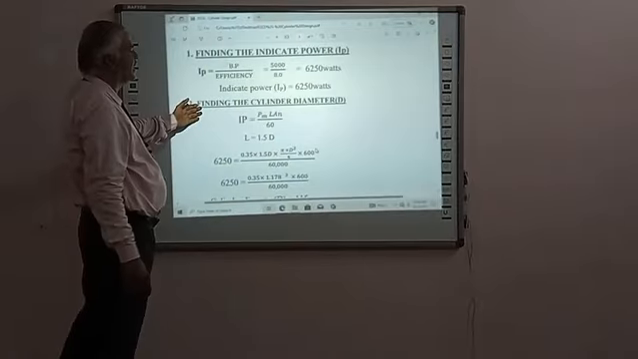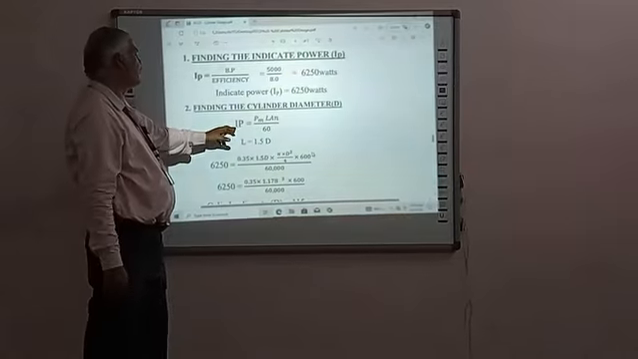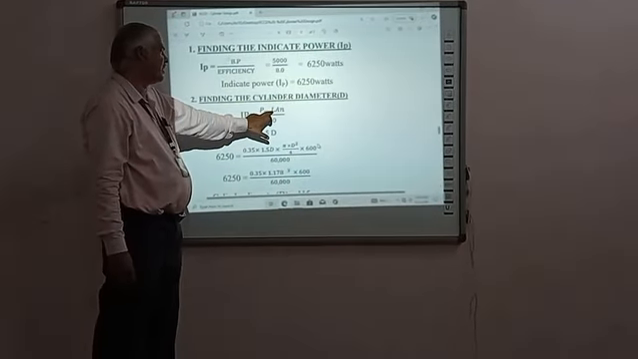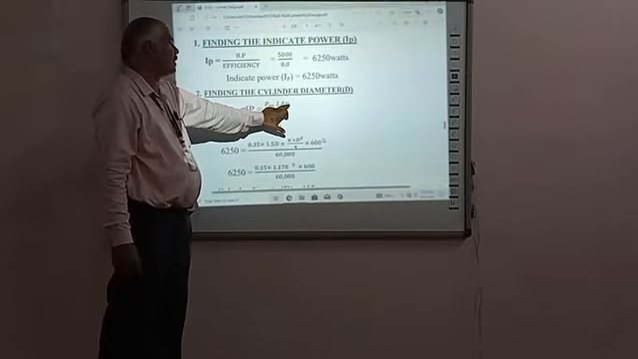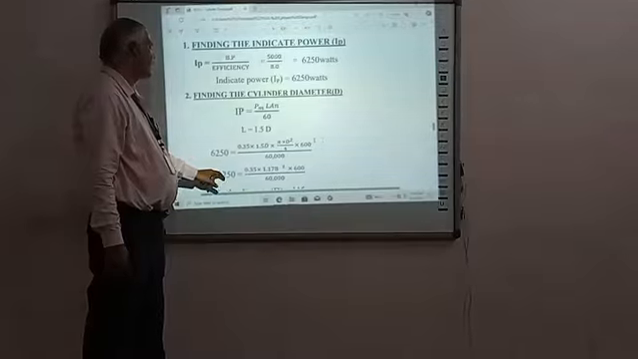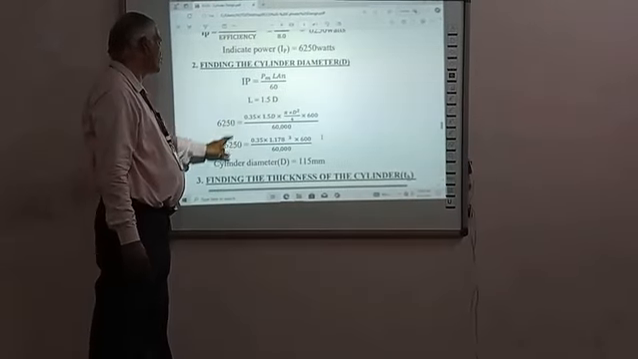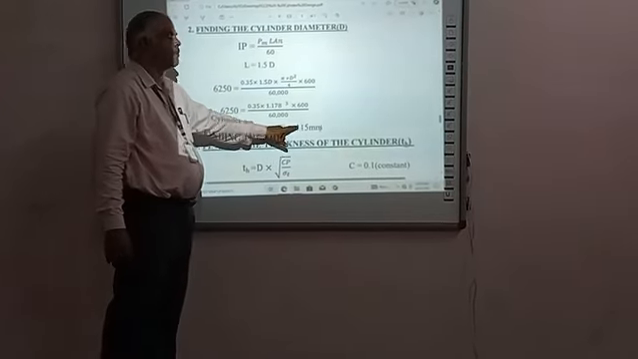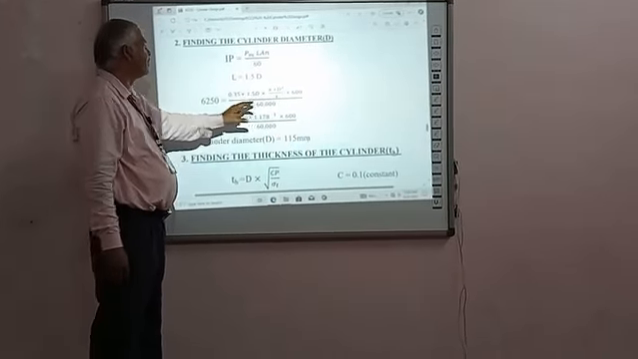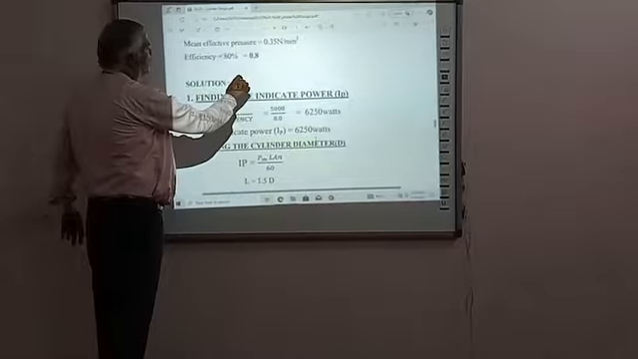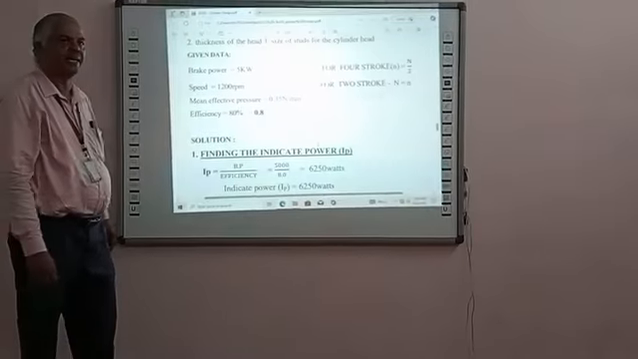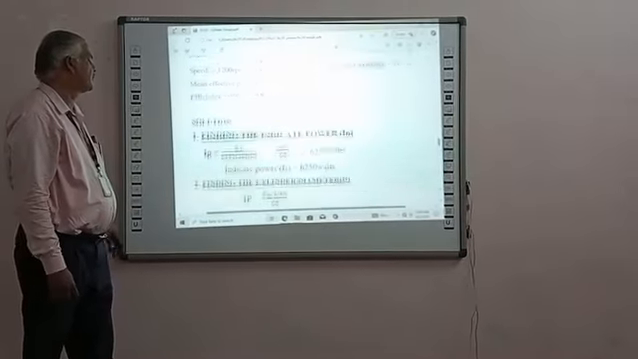Next, we find the cylinder diameter. The formula is IP equals mean effective pressure into length of the cylinder into area of the cylinder into number of strokes divided by 60. Substituting these values, we get the cylinder diameter of 115 mm. So this 115 mm is able to generate a power of 5 kilowatt.